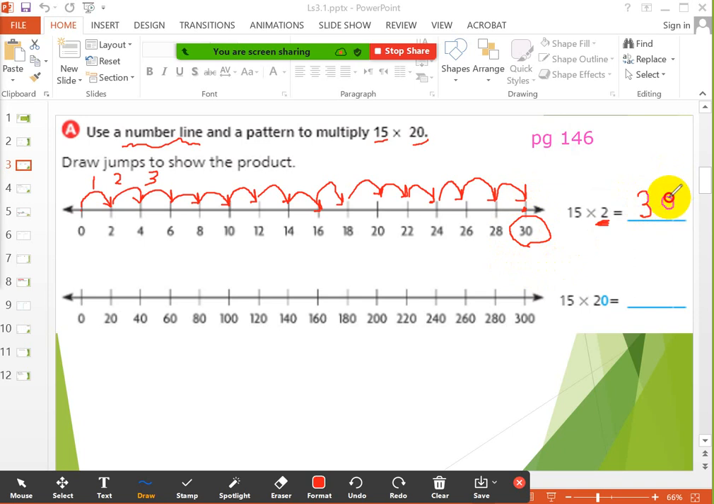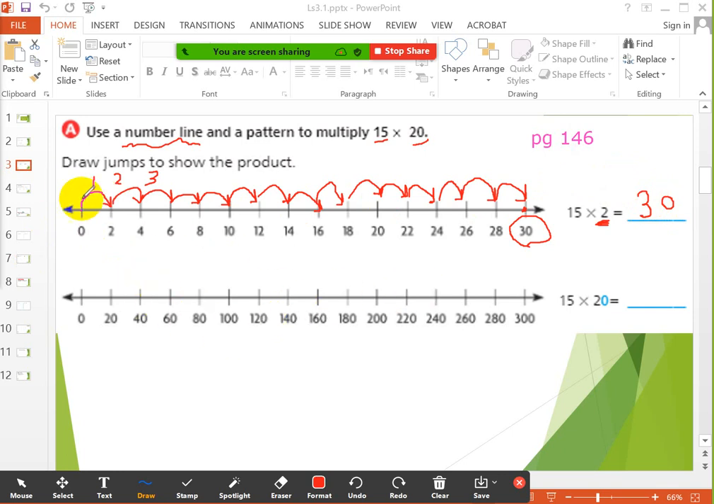Girls, please stop typing on the chat. Please stop typing on the chat. And if you have a question only, or you want to share with me. Which picture, Kayan? I can't understand your question.